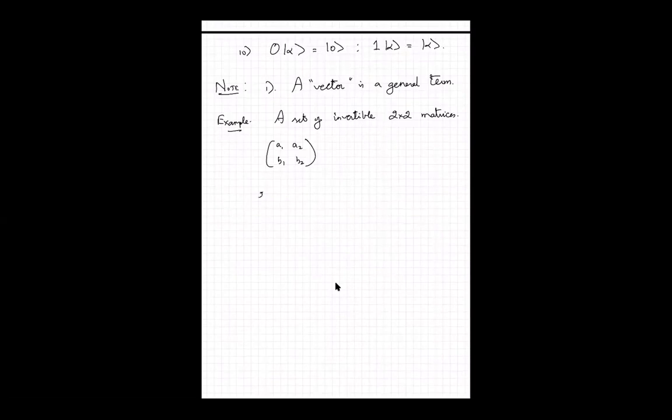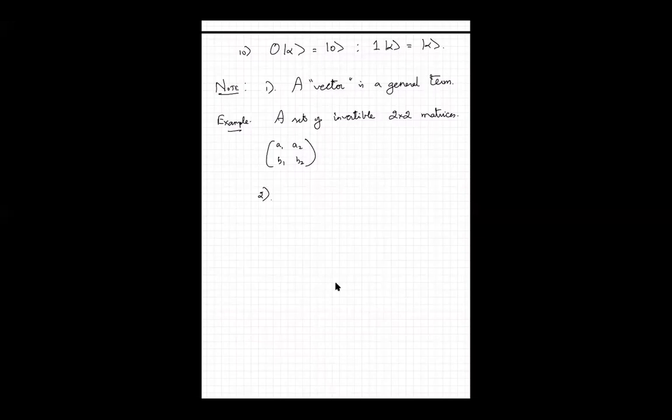So the second point is that functions can also be vectors. Suppose you have a function f of x that satisfies all these axioms, then I can think of a function space as a linear vector space. We will explore this concept a little later.